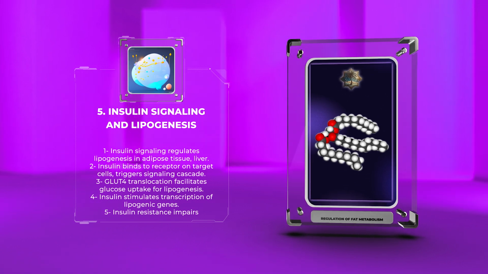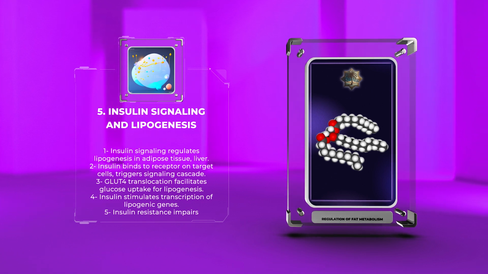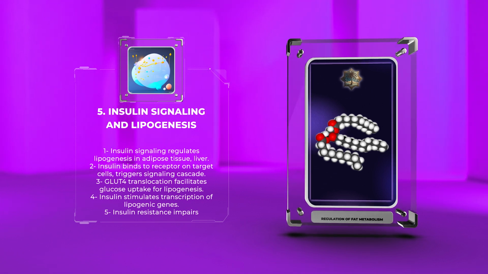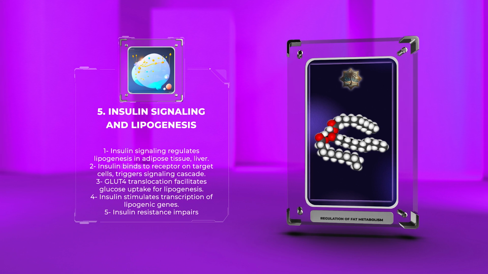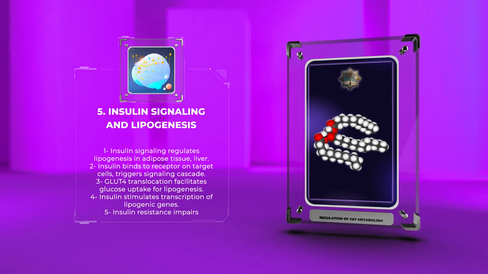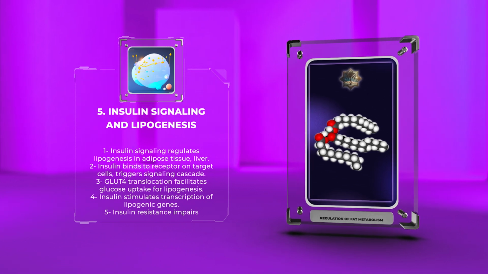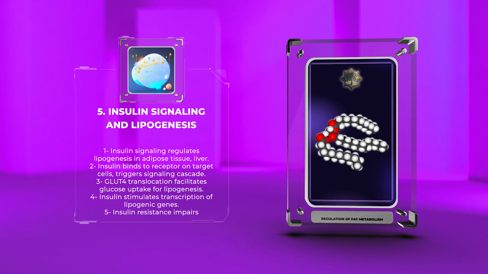However, insulin resistance, a hallmark of type 2 diabetes, impairs the ability of insulin to effectively stimulate lipogenesis. This disruption in insulin signaling leads to dysregulated fatty acid synthesis and contributes to the development of various metabolic disorders.